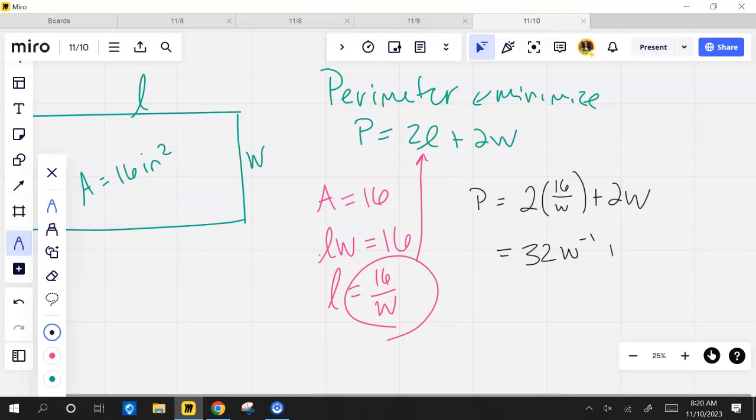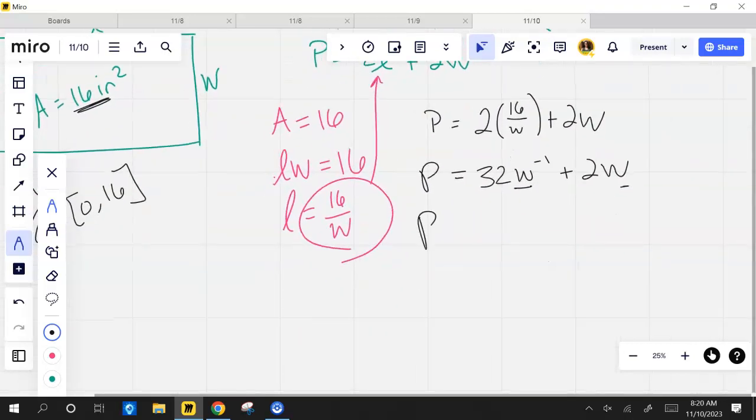32 W to the negative 1 plus 2W. My domain on this, by the way, is going to be from 0 to 16. I'm definitely not going to be able to go over 16, right? Because that's the area. I'm thinking about what my W can go to. It can't go past 16. Anyway, all right, take the derivative. Negative 32 W to the negative 2, plus 2. Yay or nay? Set equal to 0.